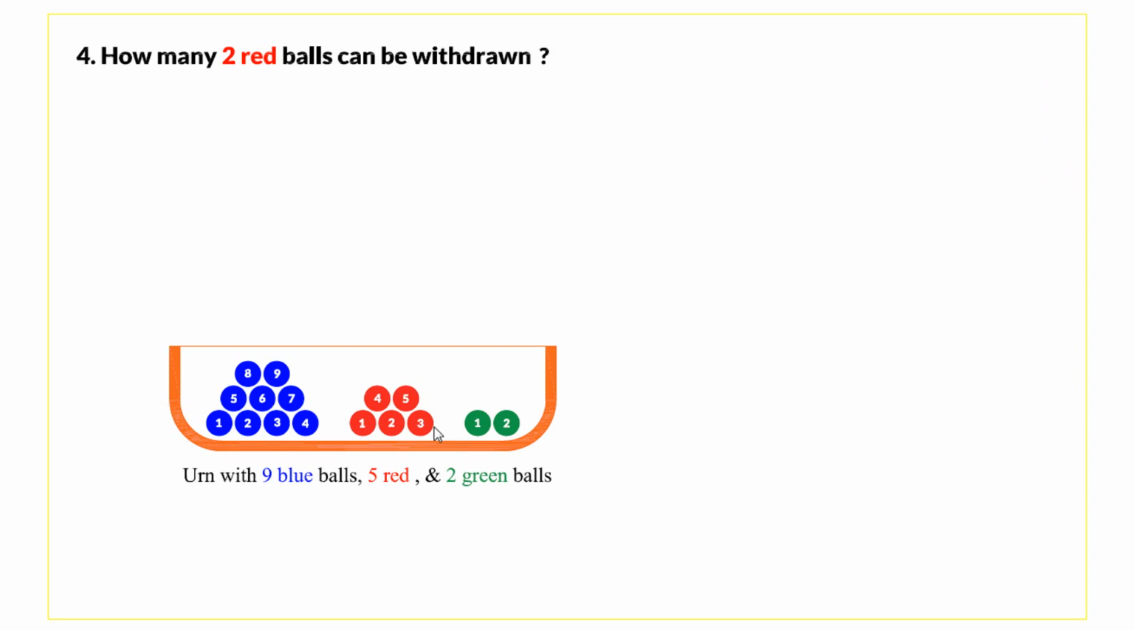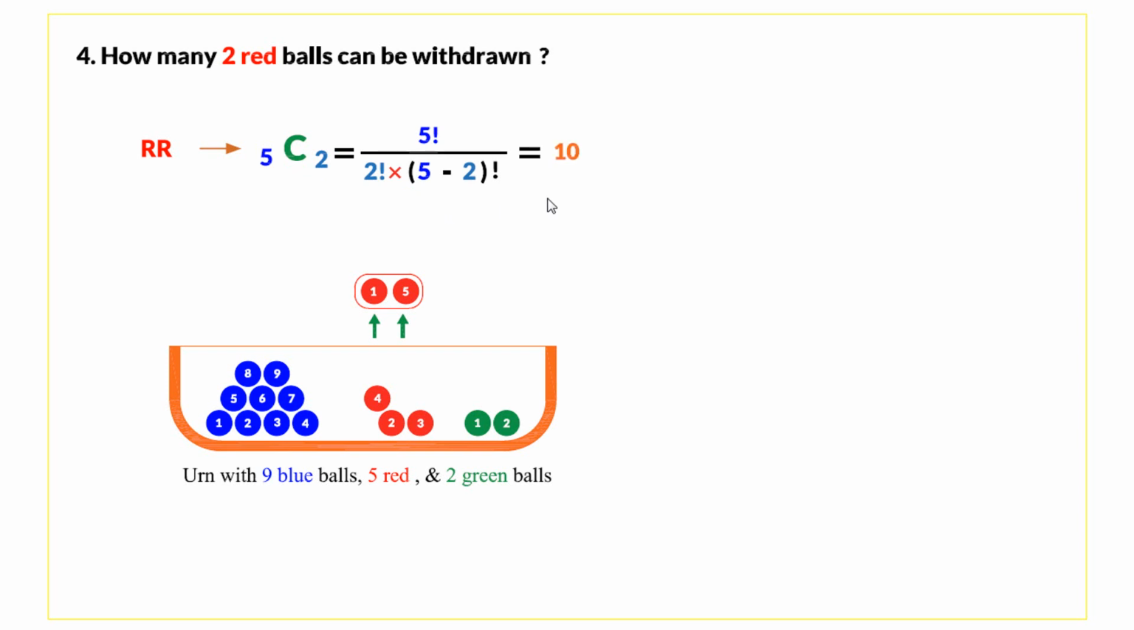Question number 4. How many 2 red balls can be withdrawn? So we are withdrawing 2 out of 5. This is the first and this is the second, and now we have a sampling of 2. So the number of ways, we are combining 2 out of 5, so this is 5 combined 2, and this is 10 possible joint outcomes of 2 red.